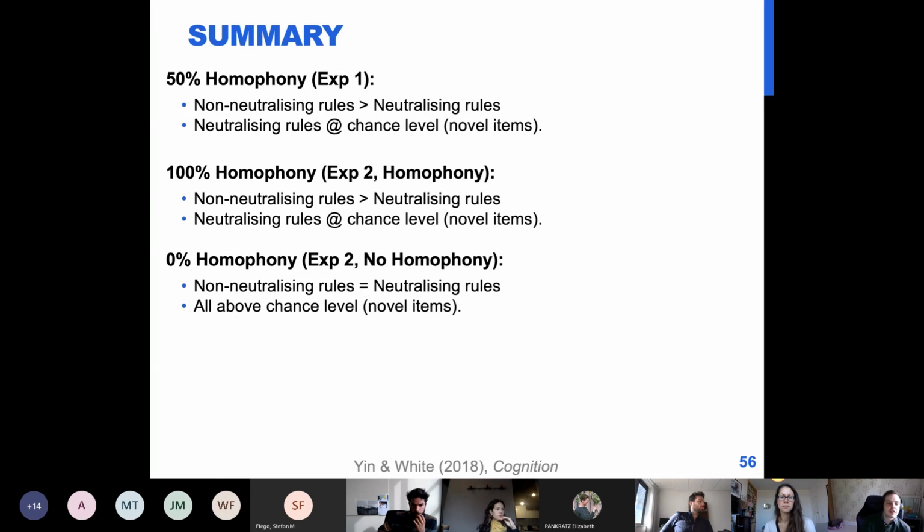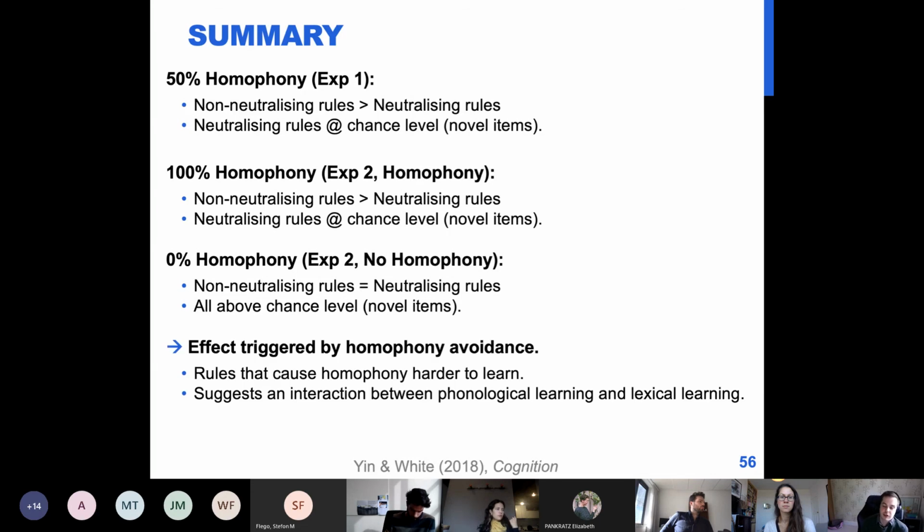So all of this together suggests that the effect that we saw here was actually triggered by homophony avoidance, not really phonological neutralization per se. It seems like really what's mattering here is the homophony. So this suggests that rules that cause homophony are harder to learn. And this is really interesting because it suggests that there's an interaction going on between phonological learning and lexical learning. Just by giving these participants these cases where these singulars were becoming homophonous in the plural, this inhibited their ability to learn this phonological rule.